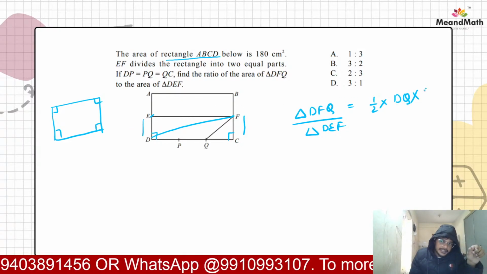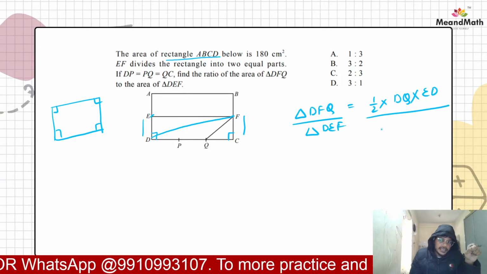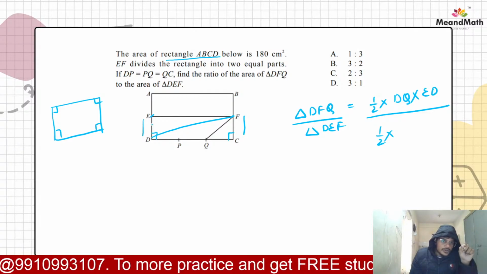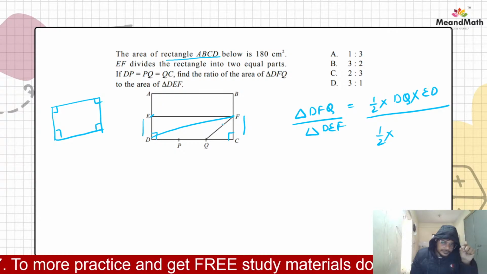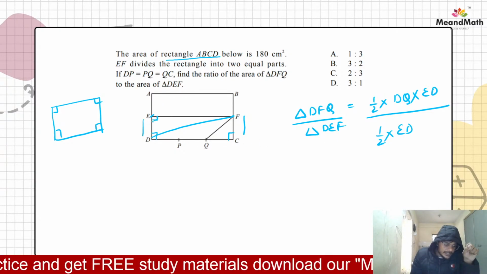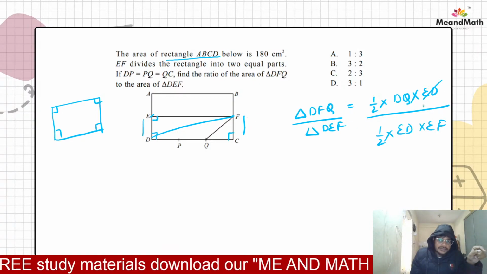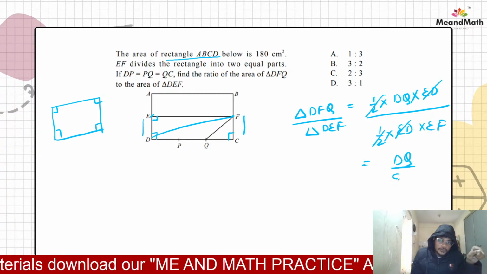So I can write ED upon. Now triangle DEF is half into base DEF, right? So half into base. Let's say this is the base. Base is ED. So what is the height? Now this is again 90, so height would be EF. Now you can substitute this, and you will be left with DQ over EF.